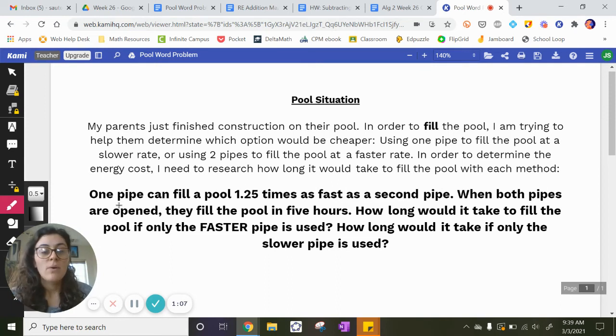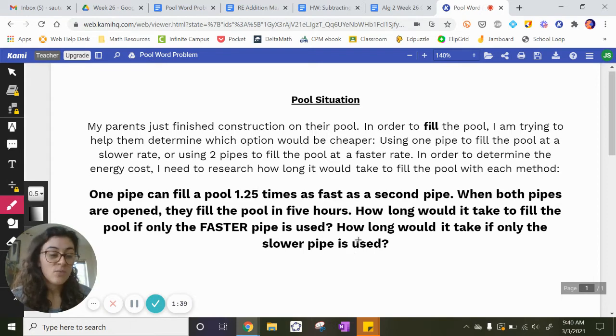So we have one pipe that can fill a pool 1.2 times as fast as another pipe. So there's two pipes here. One pipe is a little faster, one is a little slower. If both pipes are opened, so if both pipes are working to fill a pool, they can fill it in 5 hours. Whereas if you have just one pipe doing it, it's going to take a little bit longer. So what I need to figure out is how long it is going to take to fill the pool if only the faster pipe is used.